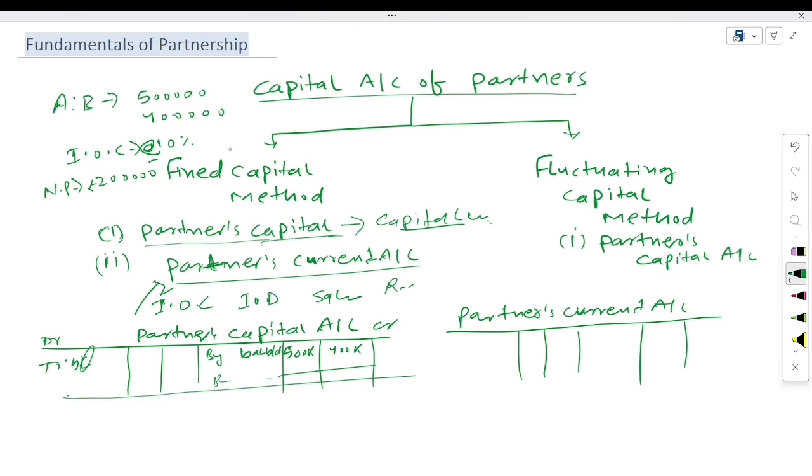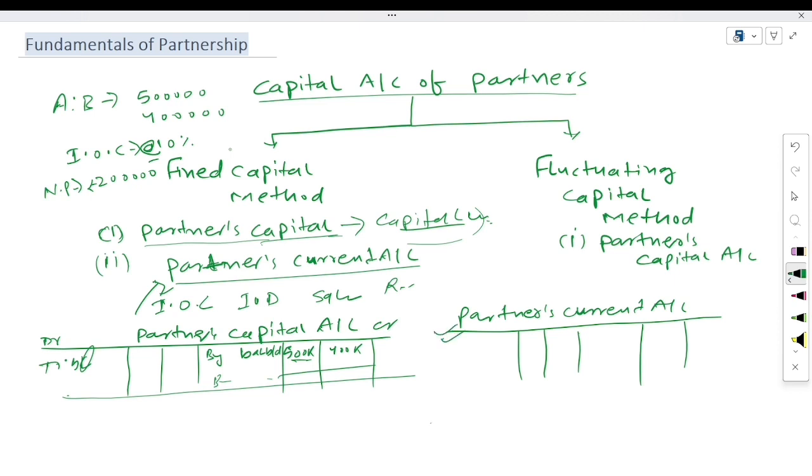So in the fixed capital method, we will have to prepare two accounts. First one is partners' capital account and second, partners' current account. And partners' capital account means it will be unchanged. There will be no change in the ledger account of partners' capital account. We will show only the capital in the partners' capital account. And any type of expense, any type of payment, any type of income will be shown under the partners' current account.